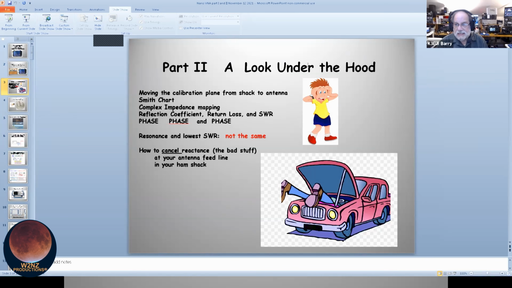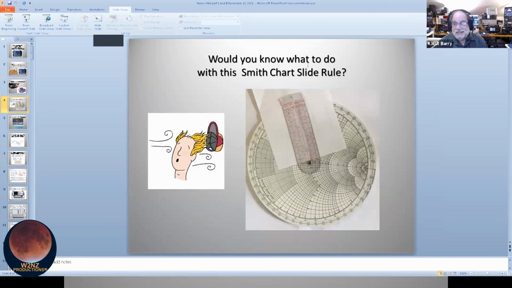And when you look at antennas, there's two things that you can measure: resonance and where the SWR is lowest on your antenna. They are not the same thing. And finally, when you use it to try to improve your antennas and you find various degrees of reactance, how do you correct that, either in your shack or up at the antenna? So that's part two. A friend of mine had one of these, and I said, oh, I want to play with this.